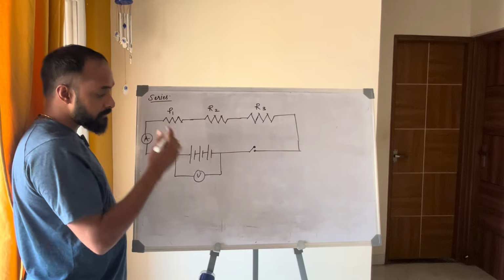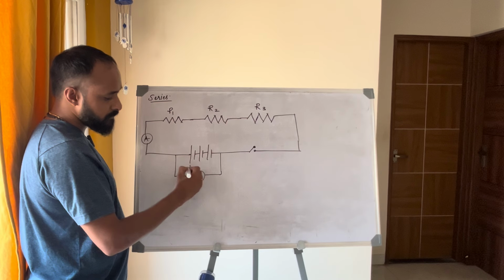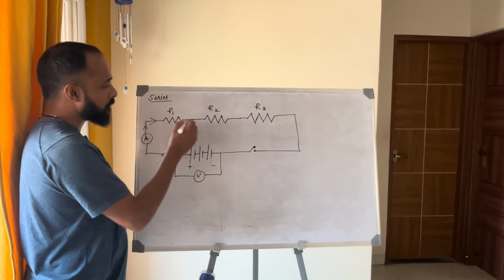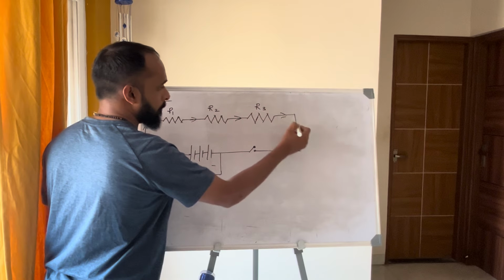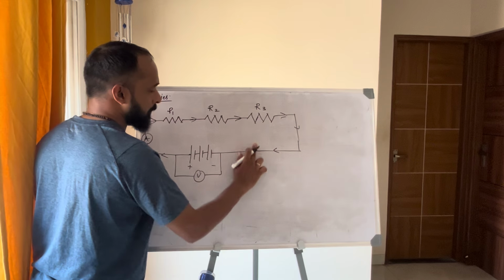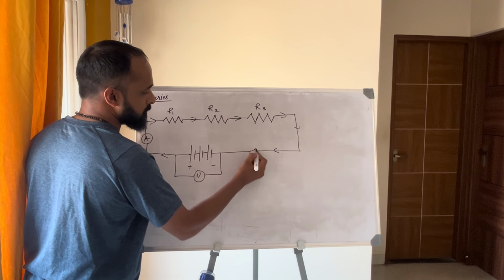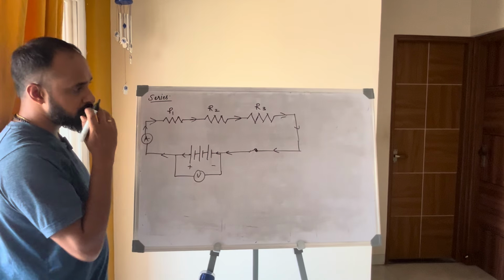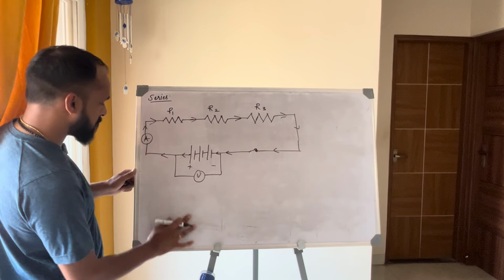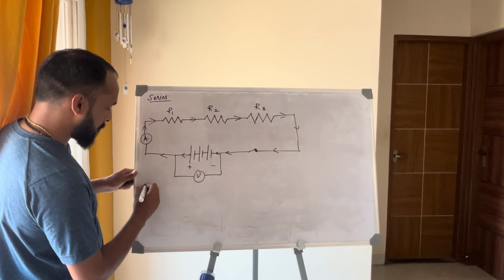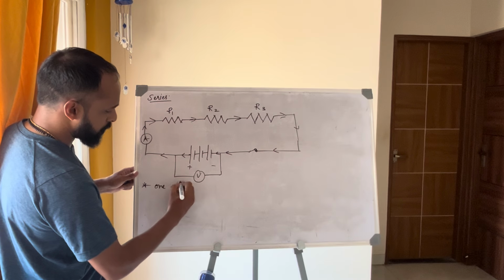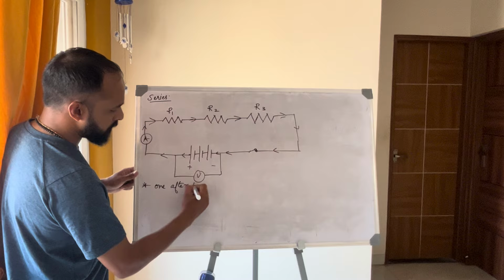If you take the current direction, it is given as positive to negative, right? So it goes in this direction and comes out in this direction. Clear? So when the switch is closed, the first observation we make is what? Under series, the resistors are connected one after the other.